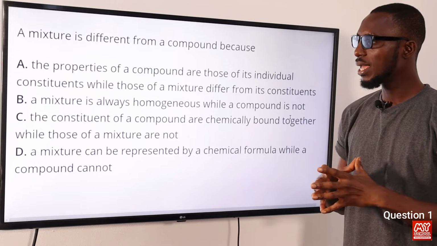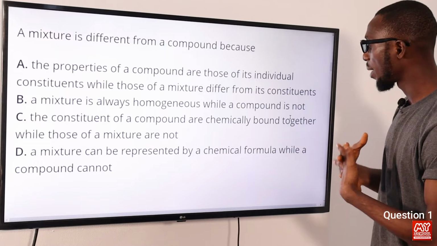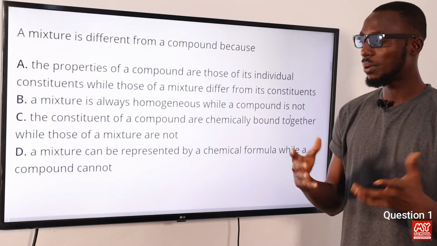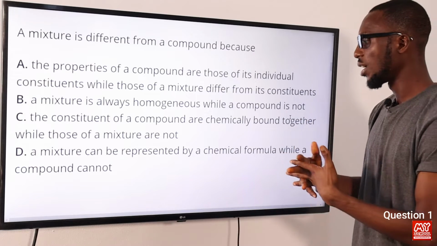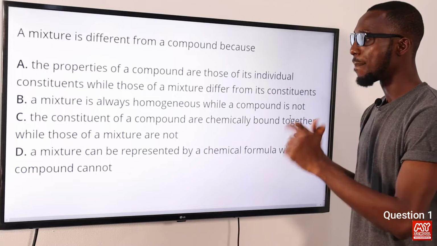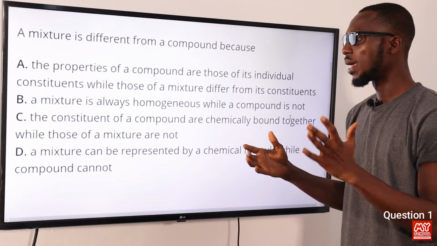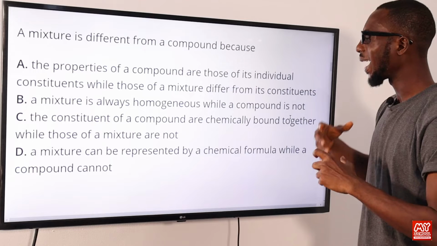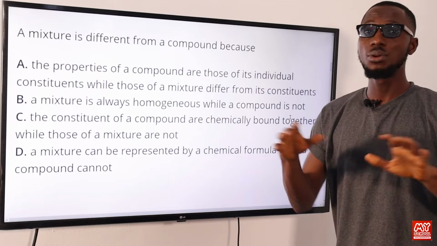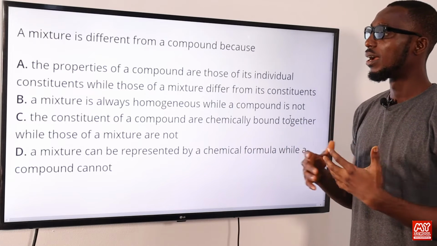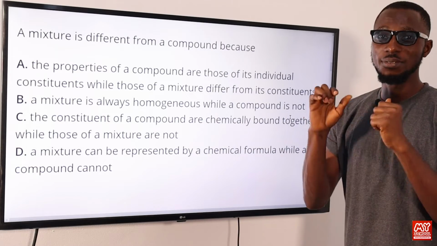Let's look at statement D. A mixture can be represented by a chemical formula, while a compound cannot. Okay, that is incorrect. That's actually an interchange. We can represent a compound by a chemical formula, while a mixture we cannot. All right, so the correct option here is option C. The constituents of a compound are chemically bound together, while those of a mixture are not. So once again, option C is very correct.